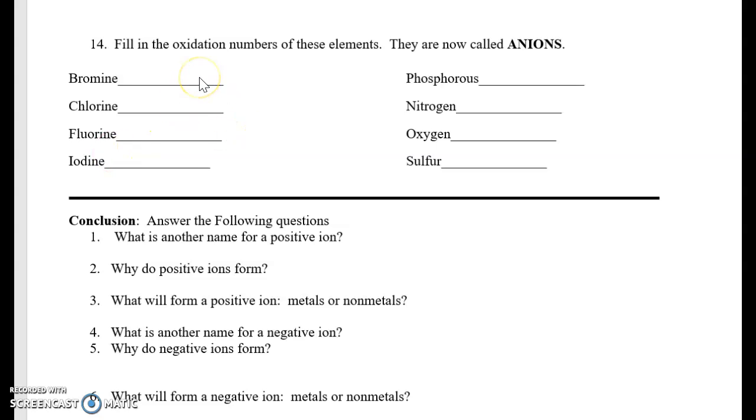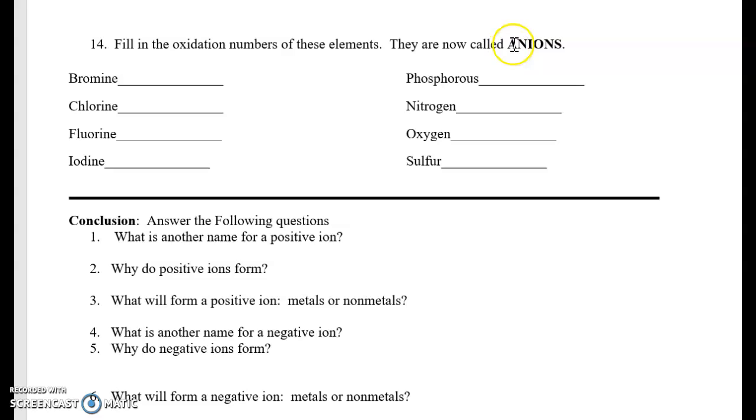Today I'm going to finish up with the oxidation numbers that we didn't finish up with yesterday. So we're going to look at this first question, number 14. Make sure that you have the oxidation numbers sheet out from yesterday. And we are going to get right into it.